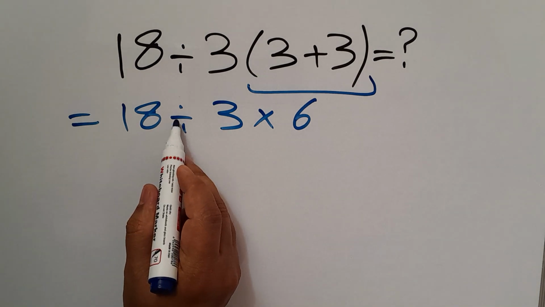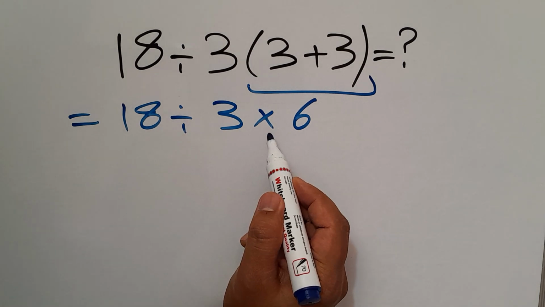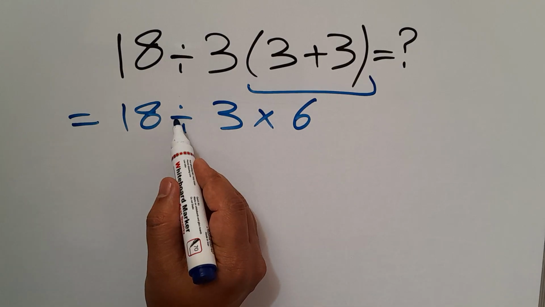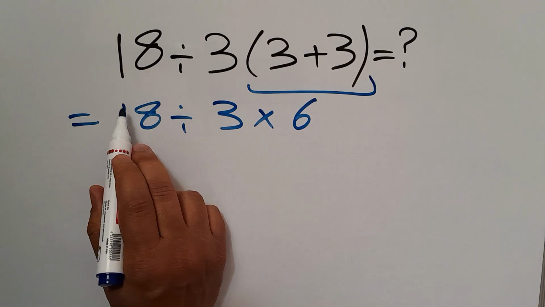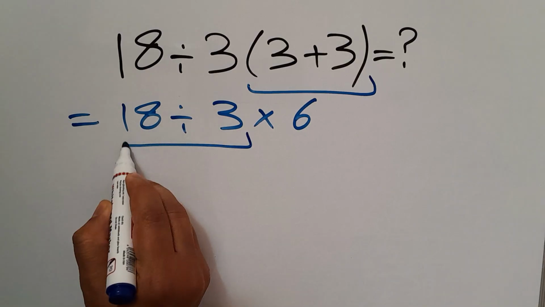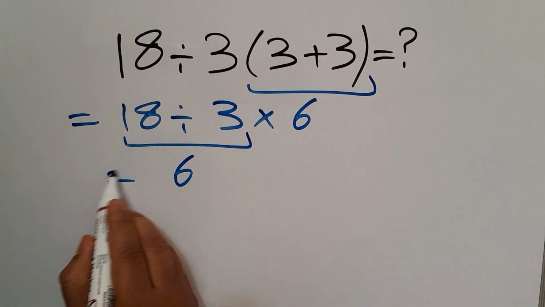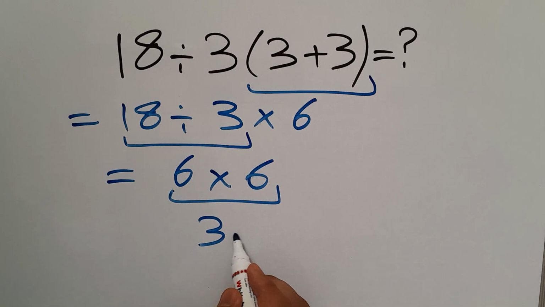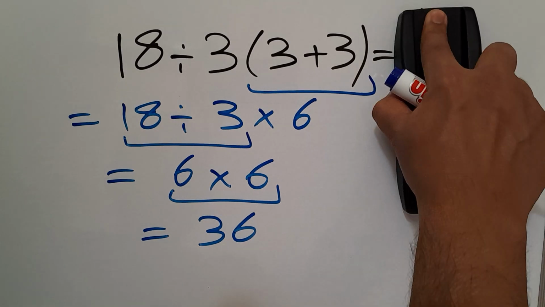Now we have this division and this multiplication. According to the order of operations, multiplication and division have equal priority and we have to work from left to right. So first 18 divided by 3, which equals 6. So 6 times 6, which equals 36. So our final answer to this problem is just 36.